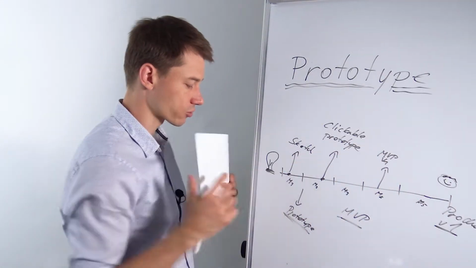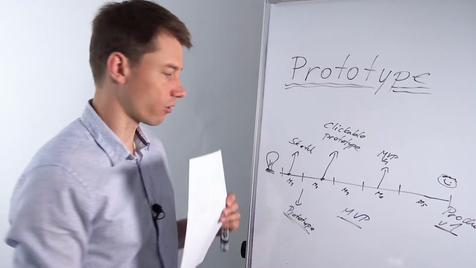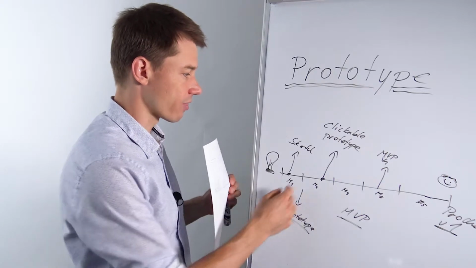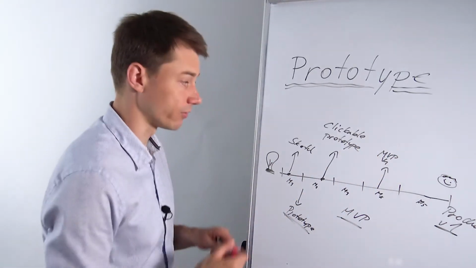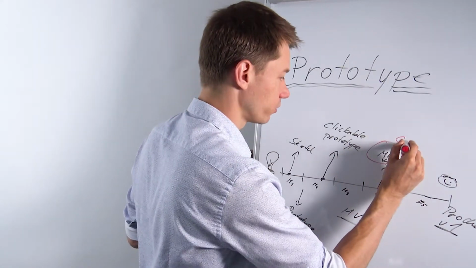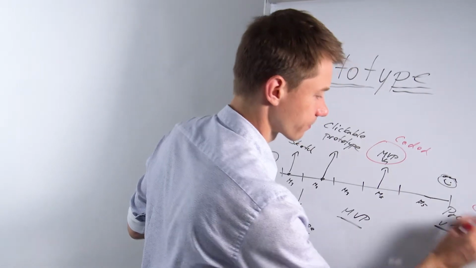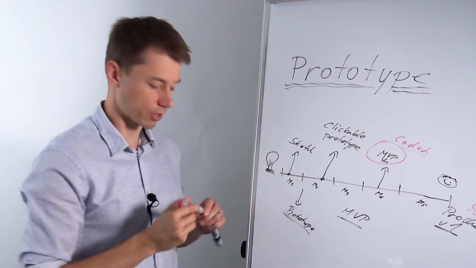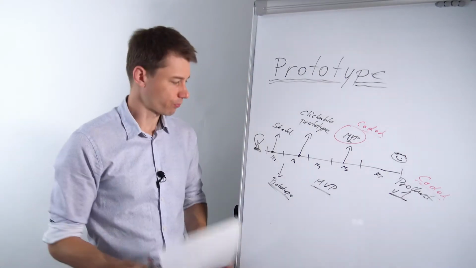You have a sketch like this, then you have a prototype like the one you saw on the photo, and then you could already build an MVP. This could already be coded, and then obviously the product is coded. So the MVP could be coded also. Now you see what a prototype is.